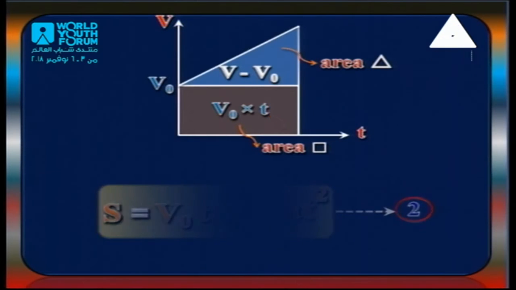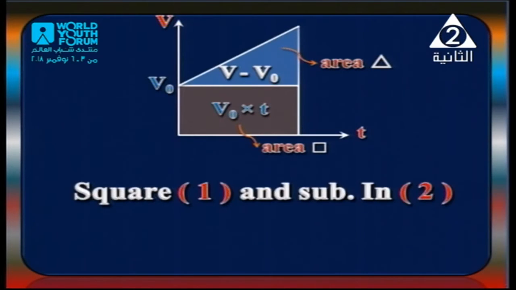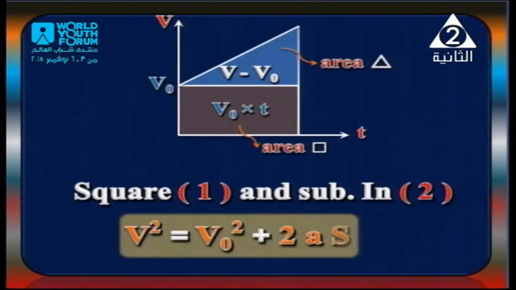My dear student, square equation 1 and subtract equation 2. We deduce the relation between the final and initial velocity and acceleration with displacement S. This is the third rule: V square equals V naught square plus 2AS. My dear student, V square equals V naught square plus 2AS.